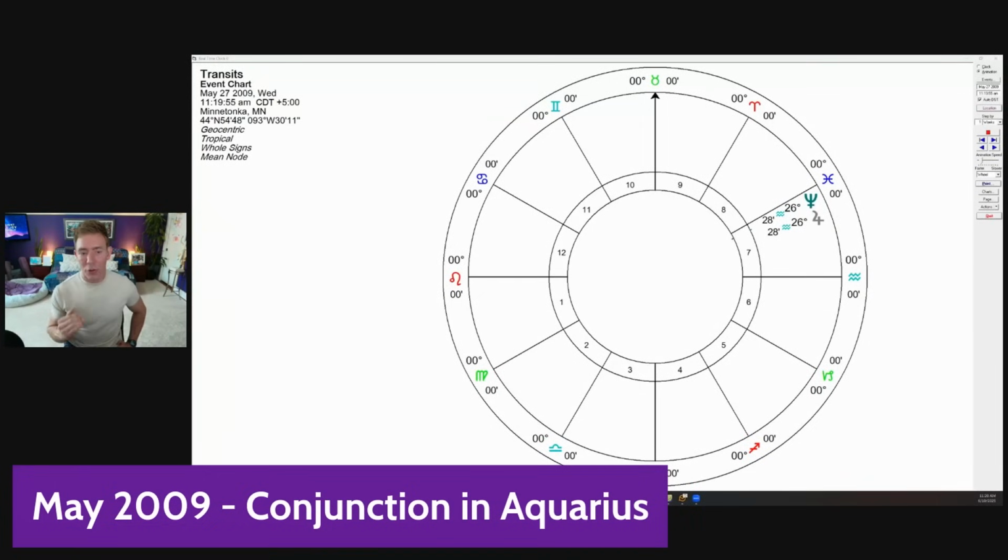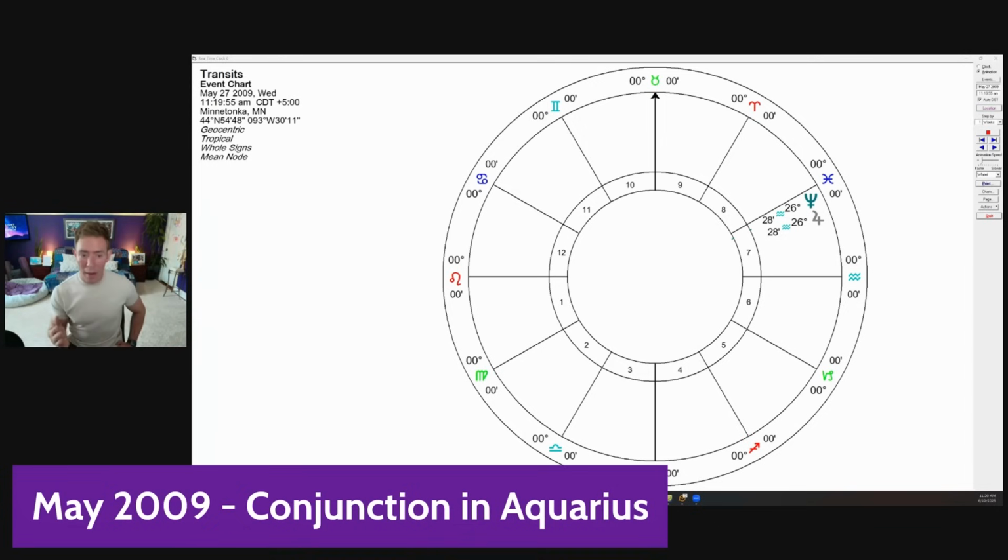So, Jupiter conjoined Neptune to start the last Jupiter Neptune cycle in May of 2009. This is May 27th, 2009. You can see the two planets exactly conjoined at the 26th degree of Aquarius.